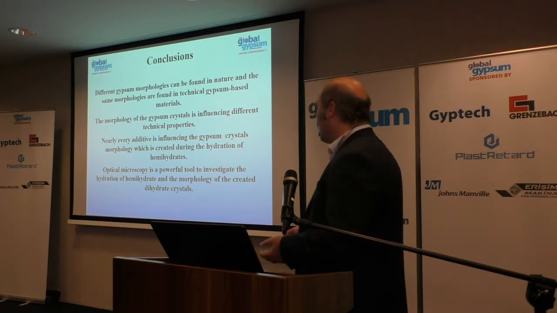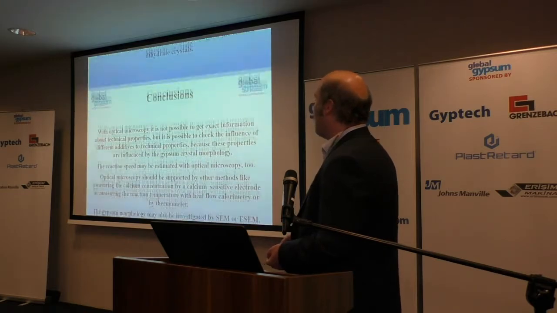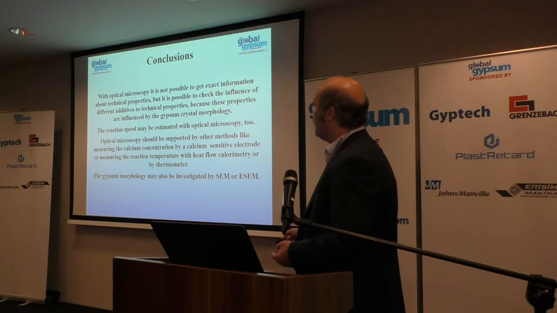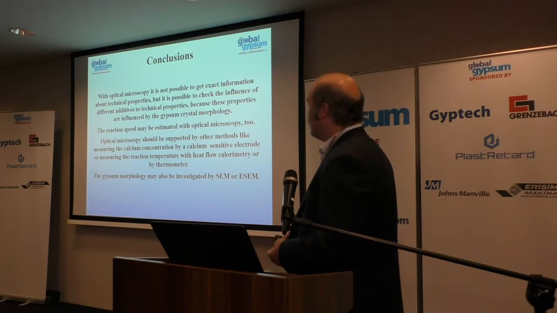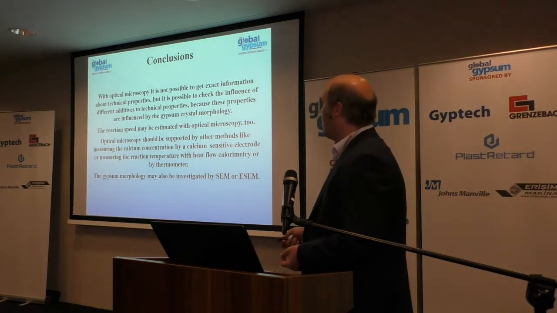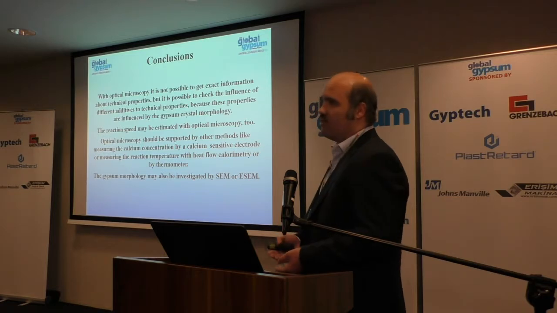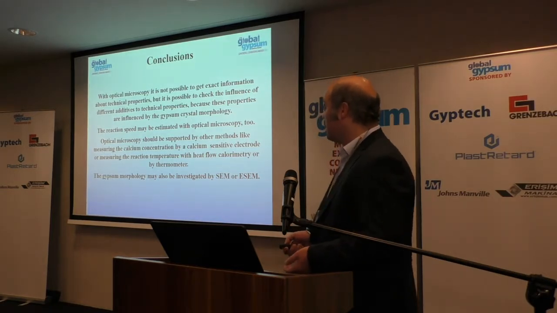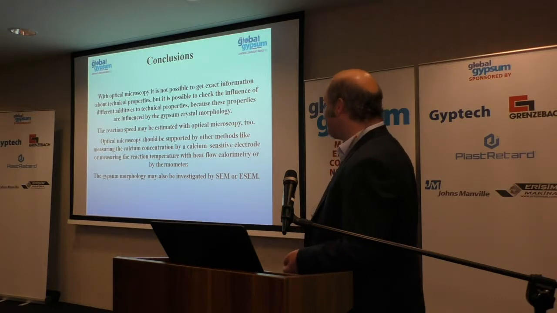So optical microscopy is a powerful tool to get some information about that. It should be supported by other methods, but you could get some information about better or lesser strengths or better or lesser technical properties, and even a little bit about hydration speed could be estimated. But you should support that with a calcium-sensitive electrode to get some information about the liquid phase, or you could add some information from calorimetry or temperature measurement, where you could get some information about the hydration speed. And the gypsum morphology could also be investigated very nicely with SEM or ESEM.